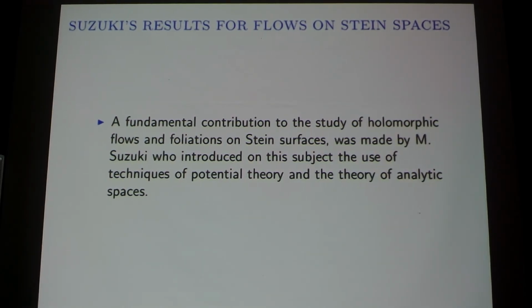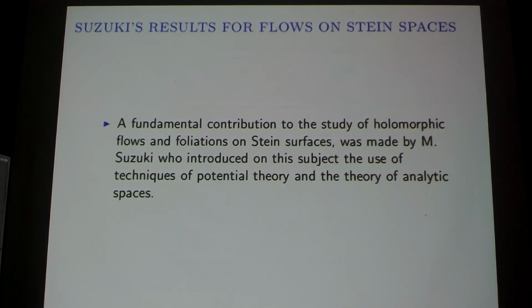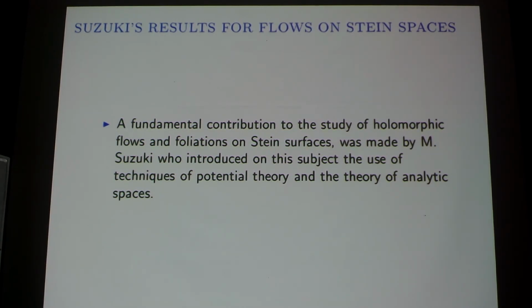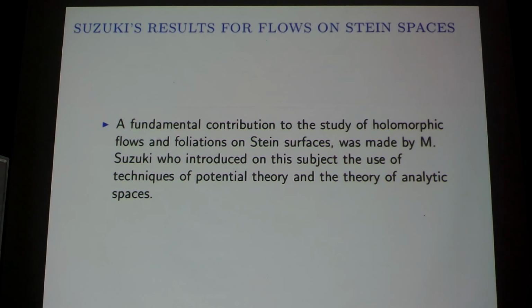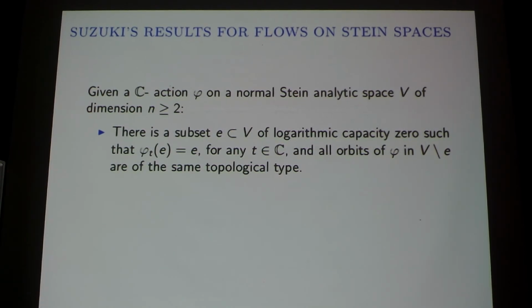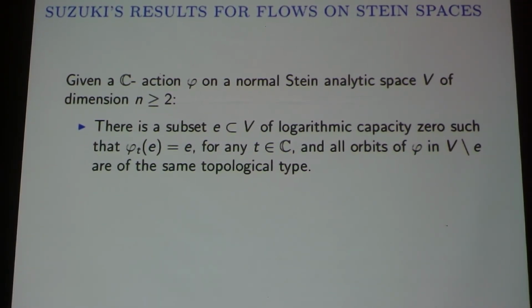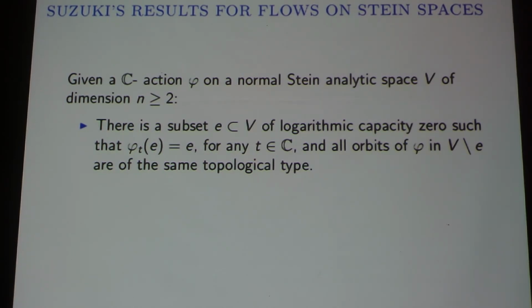So the idea is to use some results from Masakazu Suzuki from the mid-70s on holomorphic flows, on parabolic foliations on Stein surfaces. A fundamental contribution was given by this Japanese mathematician, who introduced potential theory in this world. So let's recall some of his results. We have a C action, which is just a holomorphic flow, on a normal Stein analytic space. It works in a more general setting of dimension n at least 2.